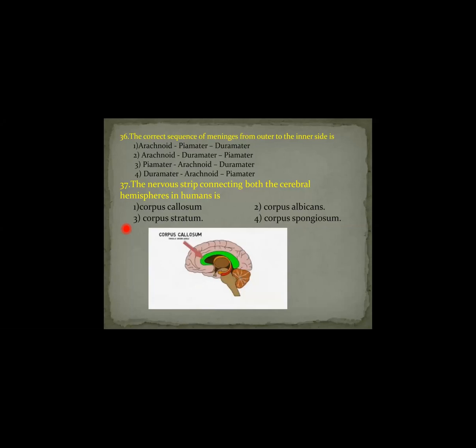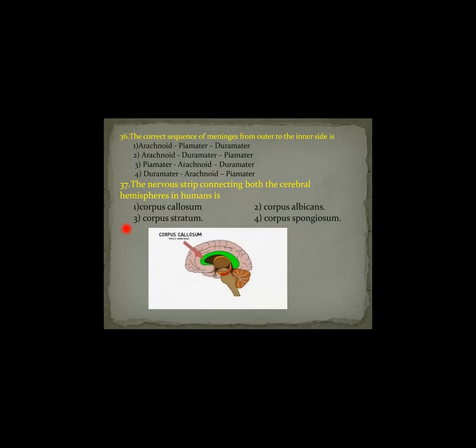Next, question number 36. The correct sequence of meninges from outer to the inner side is. What are meninges? The connective tissue layers, membranes which cover and protect the brain, are called meninges. There are three meninges. The outer layer is dura mater, the middle one is arachnoid, and the inner one is pia mater. Answer is the fourth option.